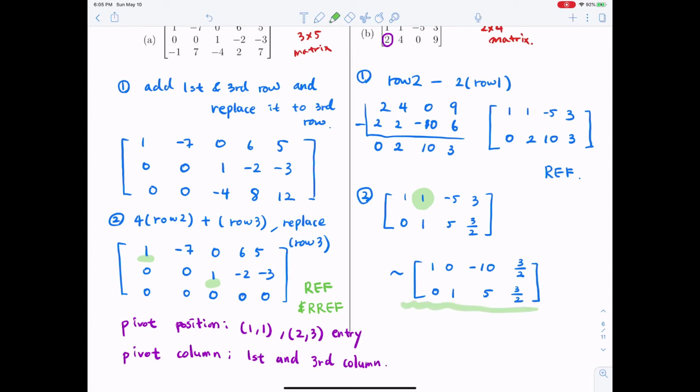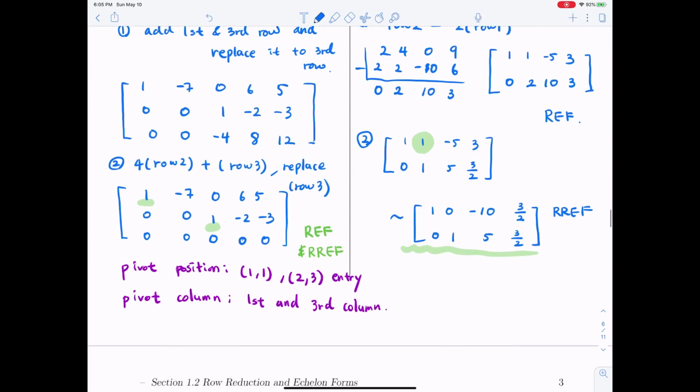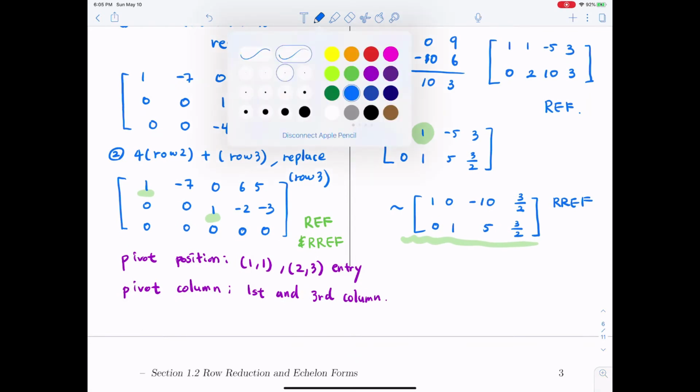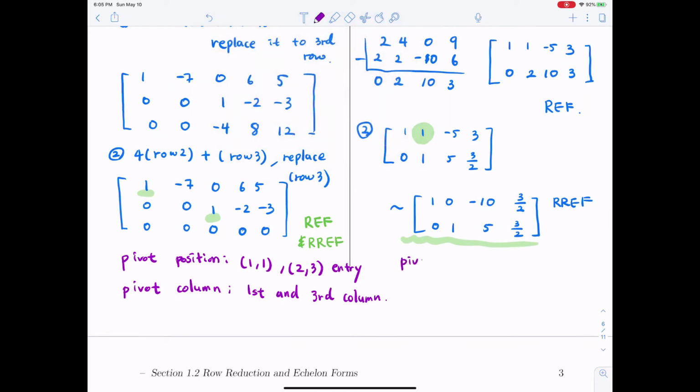So this is the RREF of the given matrix. So here we have pivot positions at the 1,1 and 2,2 entries, and the pivot columns correspond to the first and the second column.